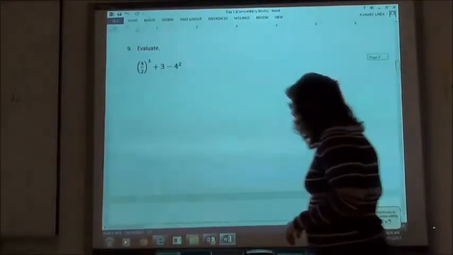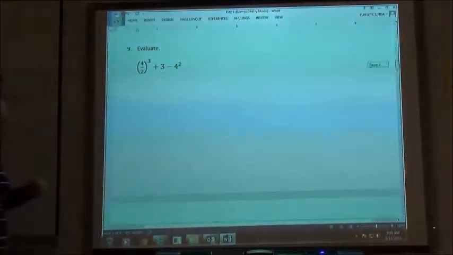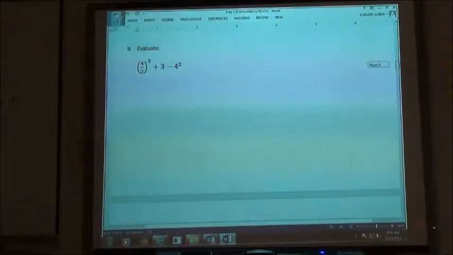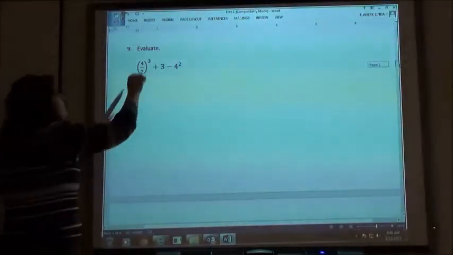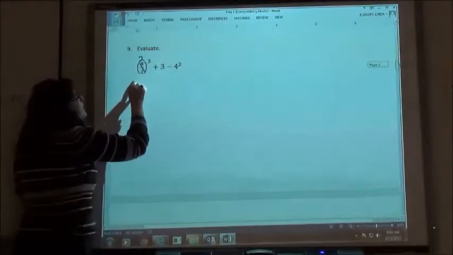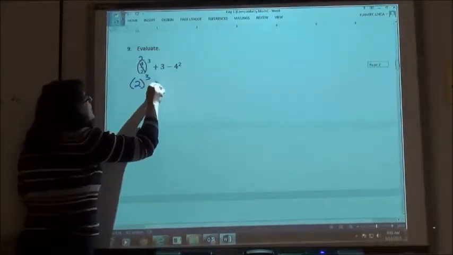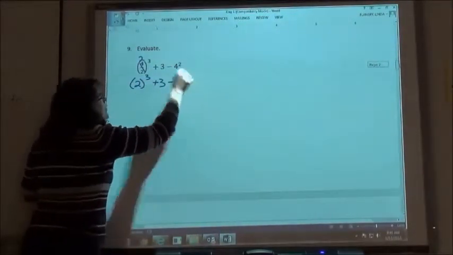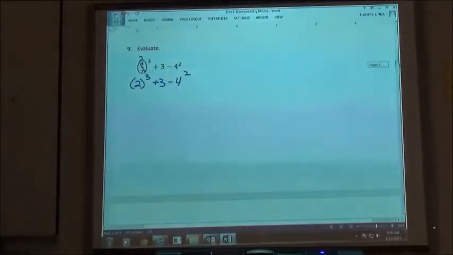Number 9. Following our order of operations, what do you think we should do first? Inside the parentheses. So 4 over 2 can be reduced down to just a 2. So now we have 2 cubed plus 3 minus 4 squared. Following our order of operations, what's the next thing we do? Your exponents. So I have 2 exponents.